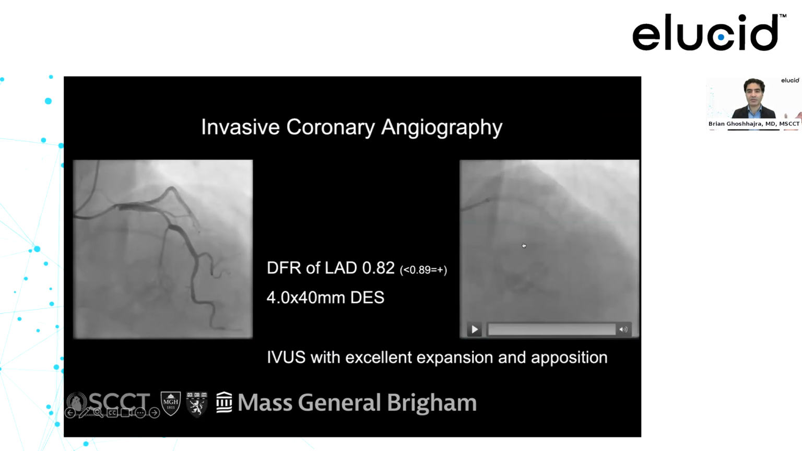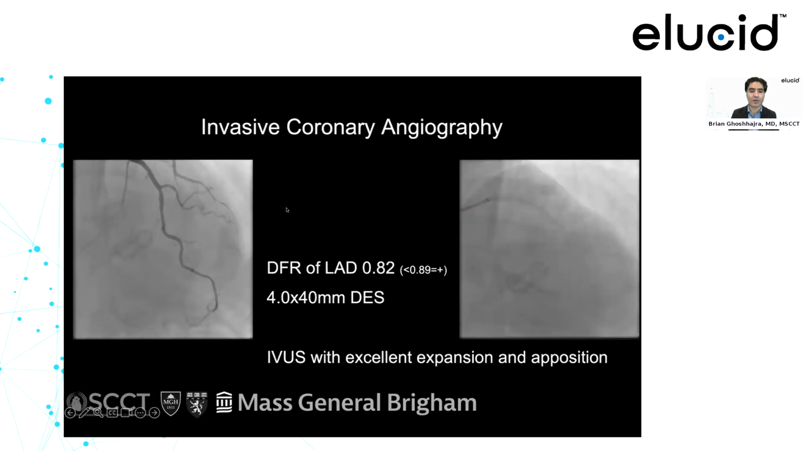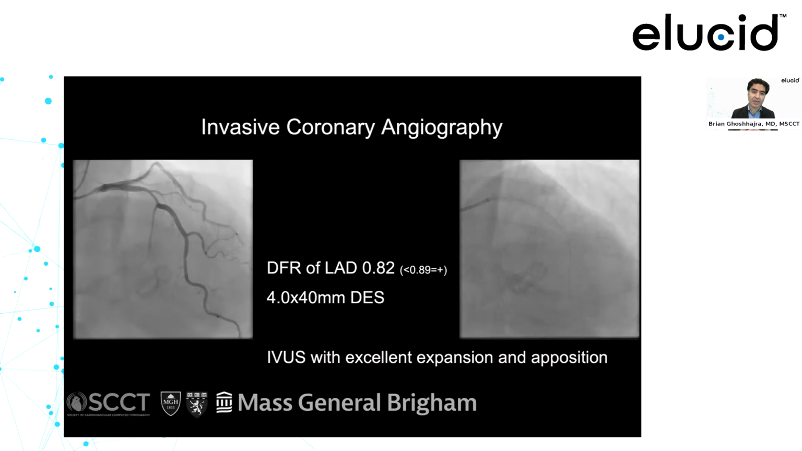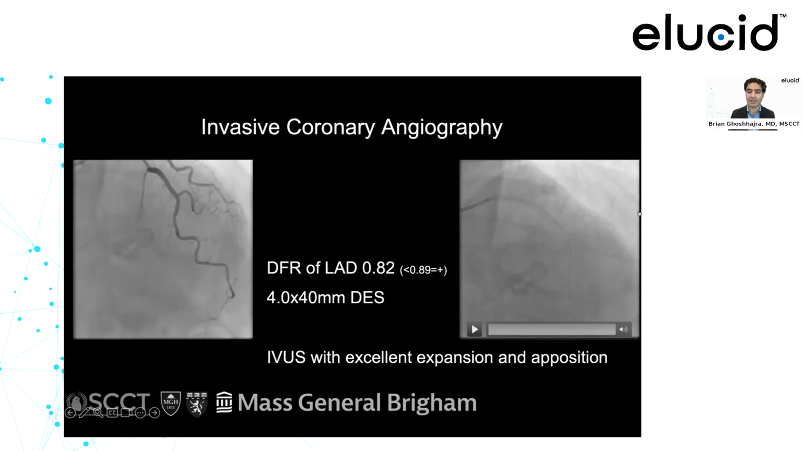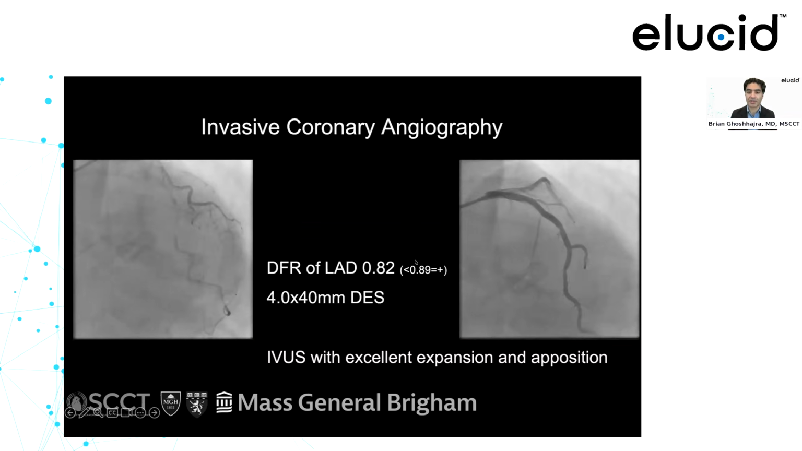Just to prove I'm not blowing smoke, here's the invasive coronary angiography for this case. So they chose to do a DFR here, and it affirmed that it was positive. It's below the threshold of 0.89. Then they put a 4mm drug-eluting stent, and the IVUS was confirmed. So again, a lot of resource spend in the cath lab to make this patient better. Oh, here's the post-stent picture.